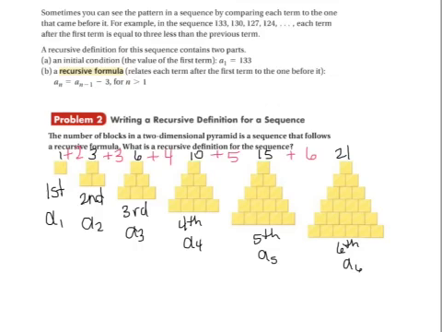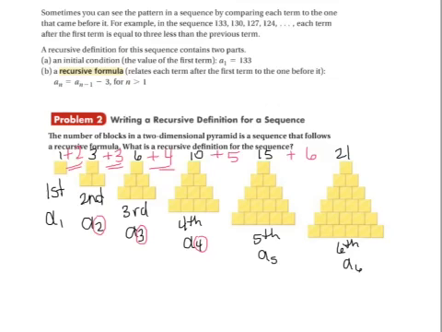So if we look closer at our pattern, we see that when we go from our first term to our second term, we're adding 2. And that's how we get to our second term. To get to our third term, we're adding 3. From our third term, if we add 4, it brings us to our fourth term. So I think you kind of see the pattern there.